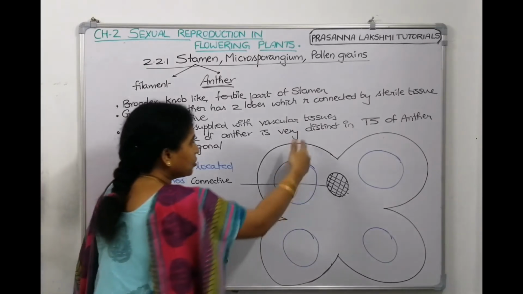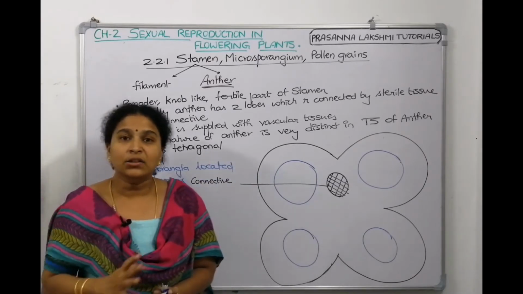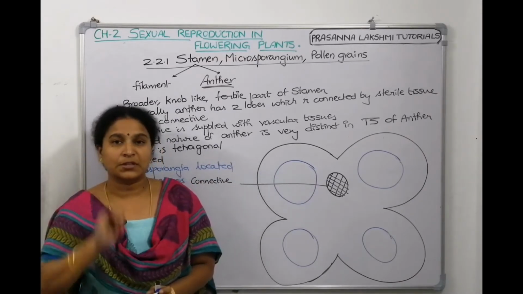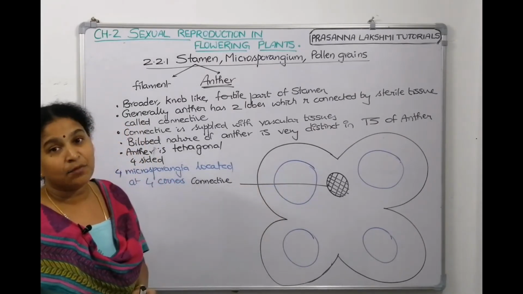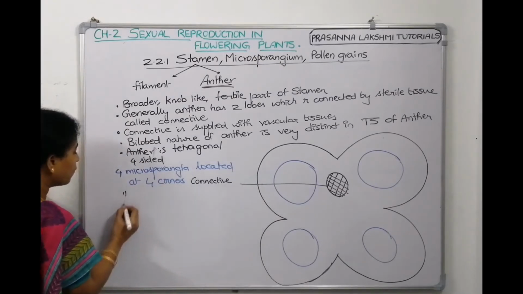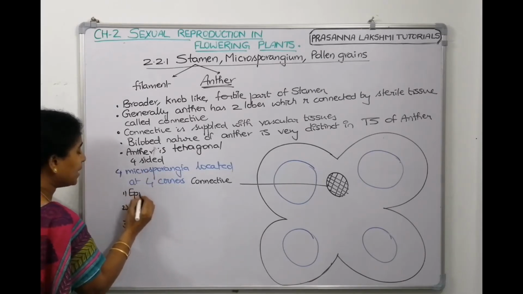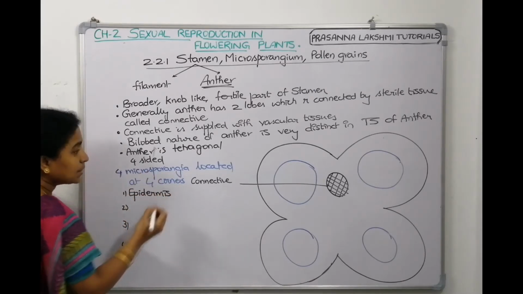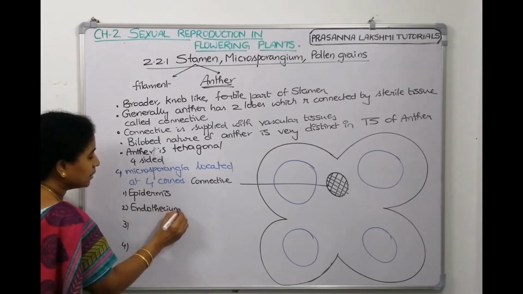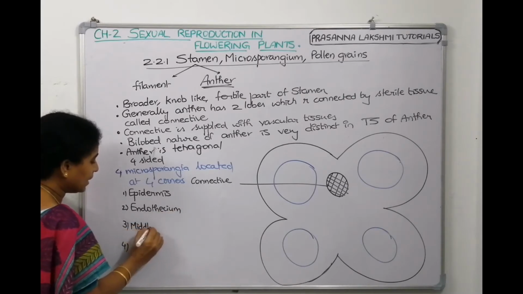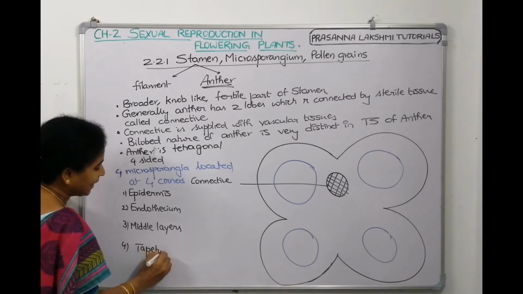And this much is the anther wall. From here to here is an anther wall. The anther wall is made up of 4 types of cells. The outermost layer of the anther wall is called epidermis. We are telling it's made up of 1, 2, 3, 4 layers. The second layer is called endothelium. The third layer will be called middle layers. The fourth one is called tapetum.